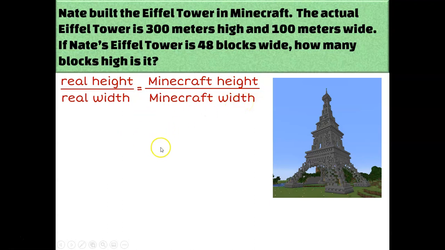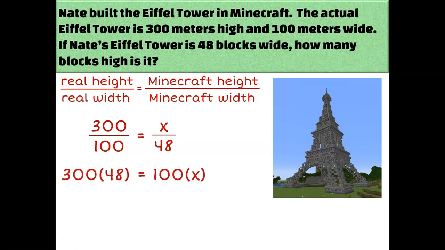So let's fill in the numbers that we know. The real height of the Eiffel Tower is 300 meters, and its width is 100 meters. The height of the Minecraft Eiffel Tower is unknown. We don't know how many blocks high it's going to be yet, so I'll just leave that as x. But we do know that Nate made his 48 blocks across.